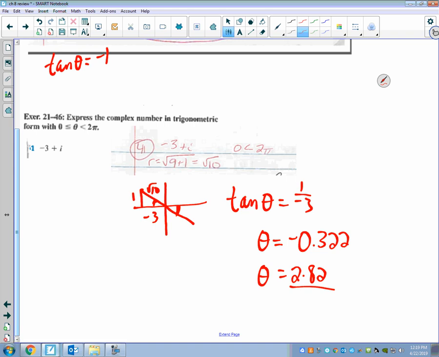So I would say that this would be the square root of 10 cis 2.82. If it was in degrees, I would do degrees. If it said exact answer, that means it'd be from the unit circle, but this one's not from the unit circle. Okay, so that's also kind of like the quiz.